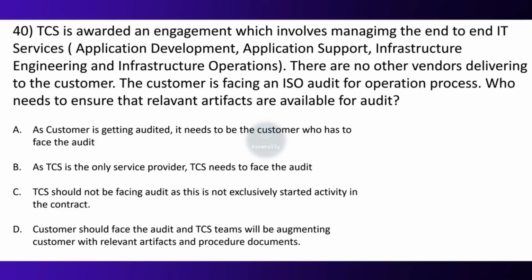Option A, as customer is getting audited, it needs to be the customer who has to face the audit. Option B, as TCS is the only service provider, TCS need to face the audit. Option C, TCS should not be facing audit as this is not exclusively stated activity in the contract. Option D, customer should face the audit and TCS team will be augmenting customers with relevant artifacts and procedure documents. And the correct option is B.